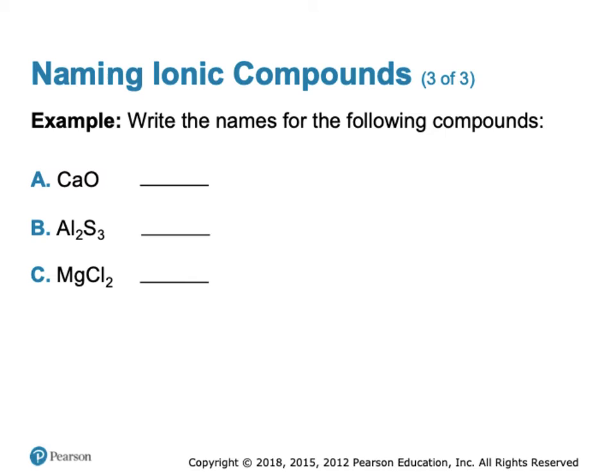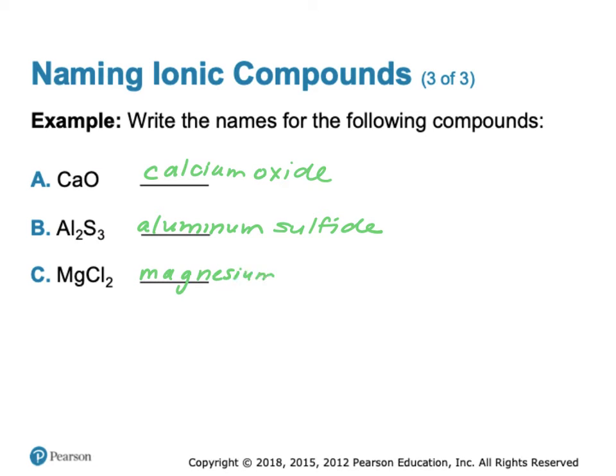Now let's name the following ionic compounds. Pause your video and write down the names. The first one, we have calcium and oxygen. So we will form calcium oxide. Then we have aluminum and sulfur, and this will be aluminum sulfide. And then finally we have magnesium and chlorine, which will form magnesium chloride.